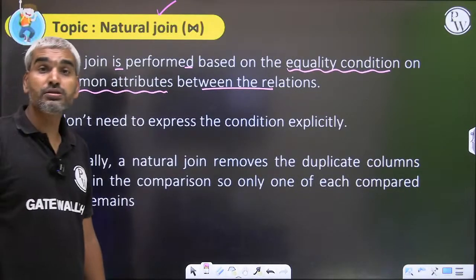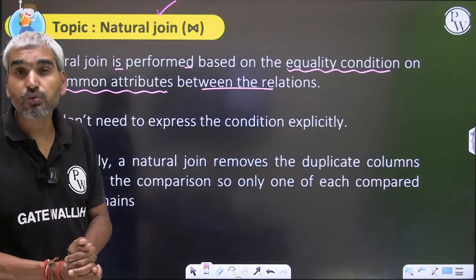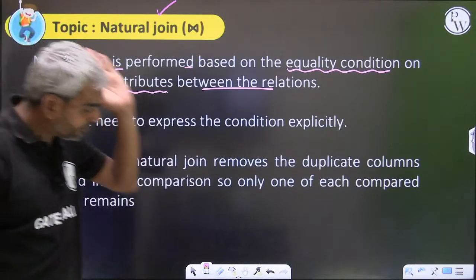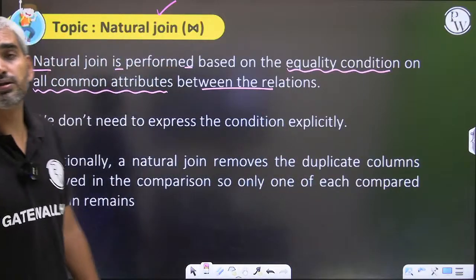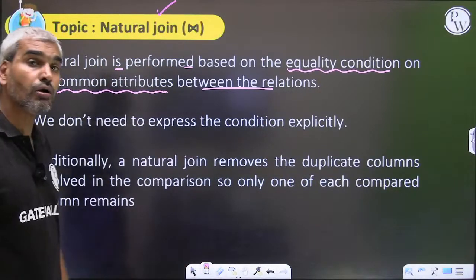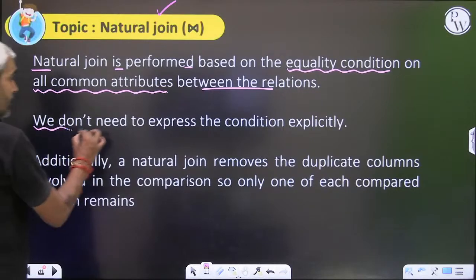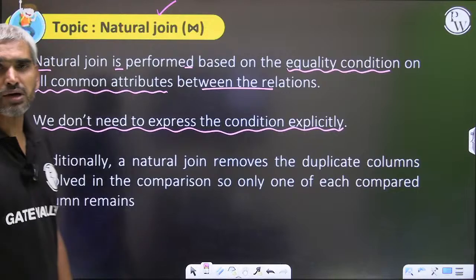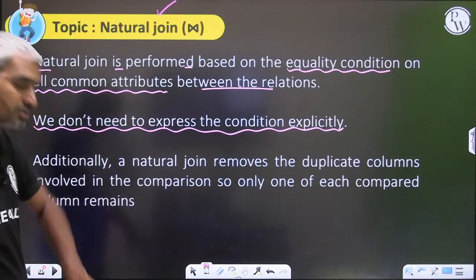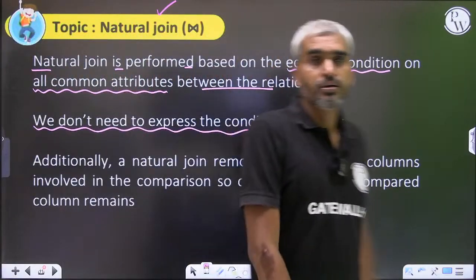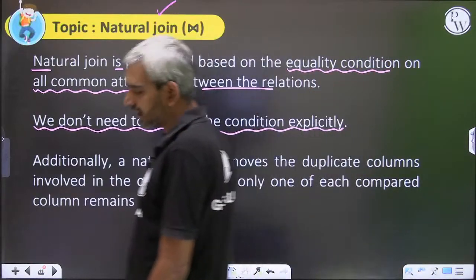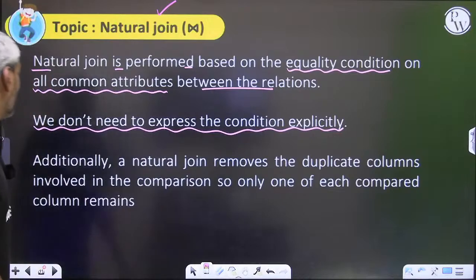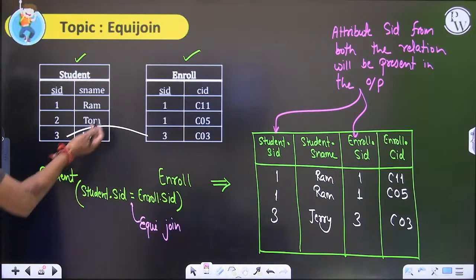But if you are using the natural join operation, you don't have to express the condition explicitly. The moment you say natural join, it will eventually be the equality condition on all common attributes. So no need to write the condition. The natural join includes the concept that there will be an equality condition and that it will be applied on all common attributes. Clear?